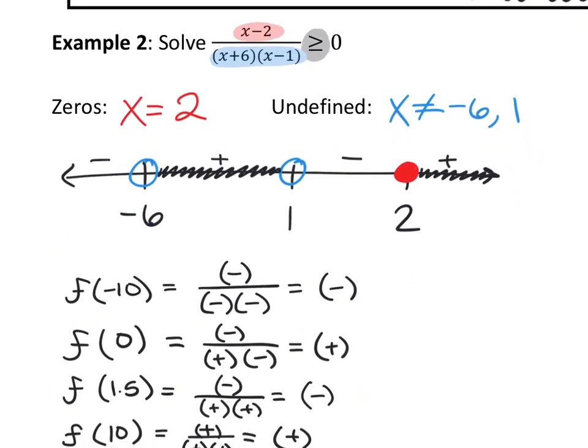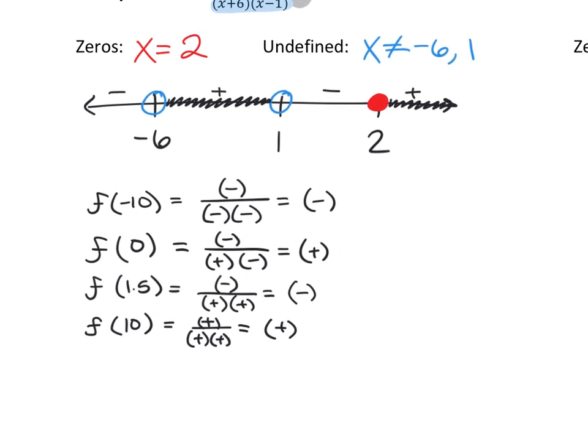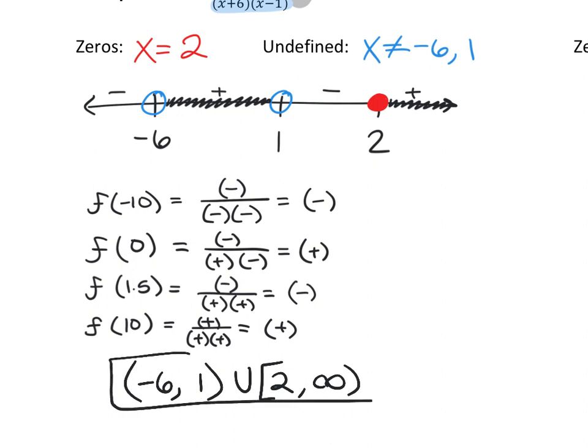So even though my answer seems like it should have brackets everywhere because of the or equal to, the actual way we would write an answer to this question would be from -6 to 1 with parentheses, and then change to bracket at 2 and go to infinity. Because we have undefined values at -6 and 1, we're not going to touch those numbers, so they get a parentheses. But your 2 is a 0, which means it gets a bracket.